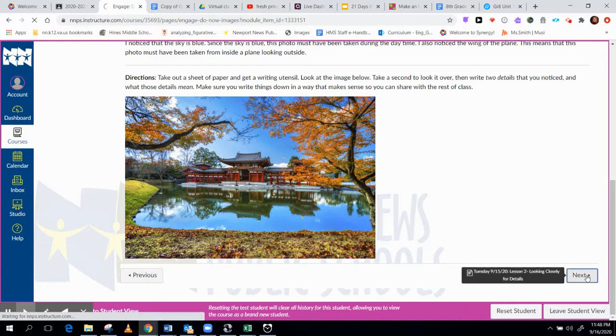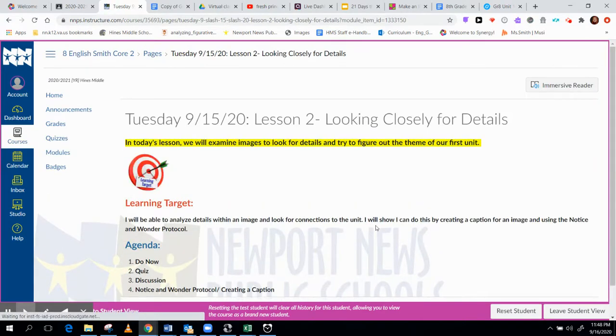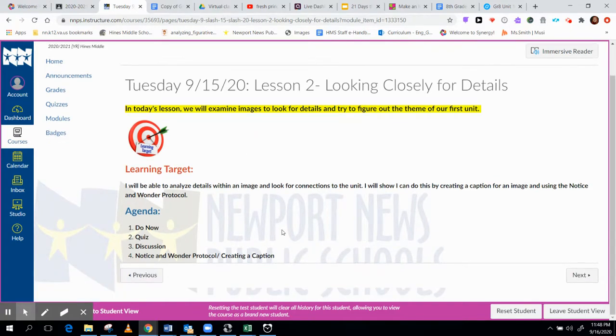Then you're going to click next and you will read about your learning target and what you are doing in today's lesson. Your learning target will be reached when you are creating a caption and using the Notice and Wonder protocol. So your learning target is reached once you have created a caption and used the Notice and Wonder protocol. So we click next.